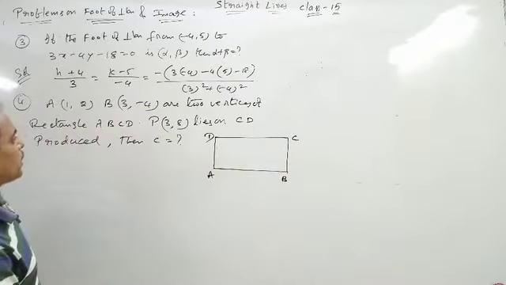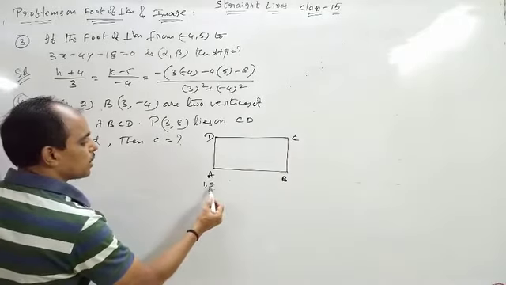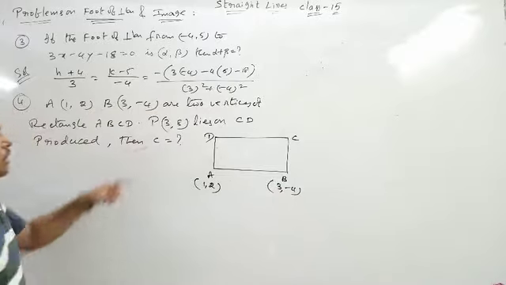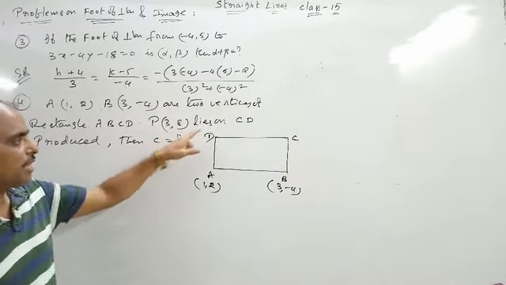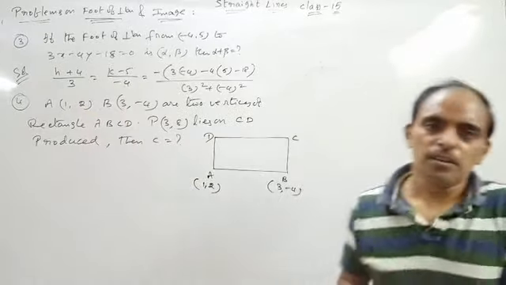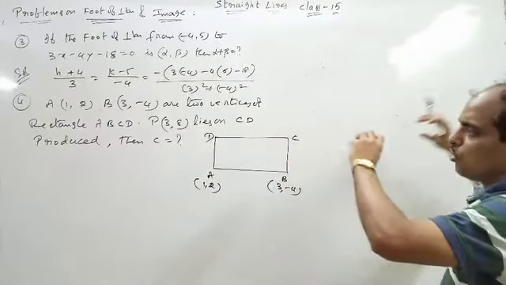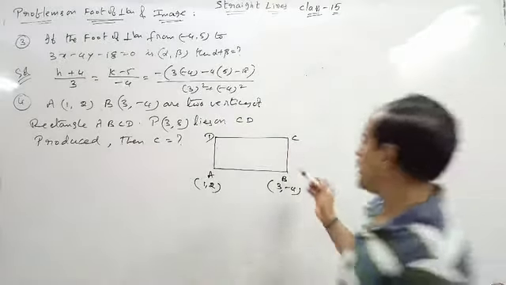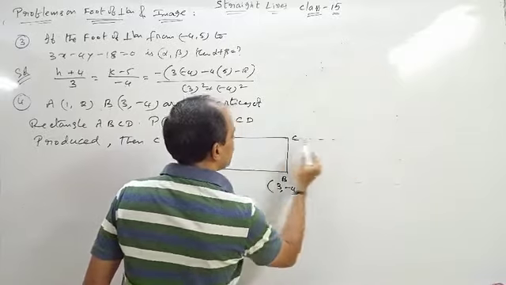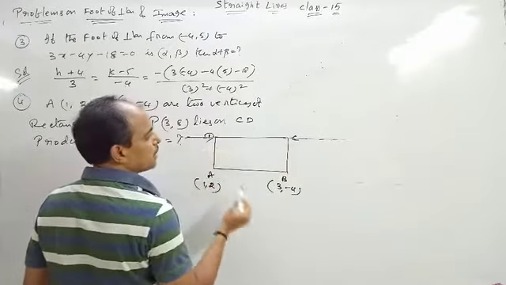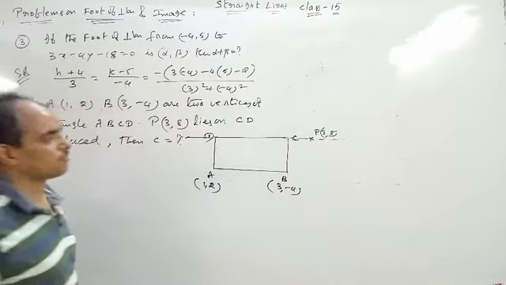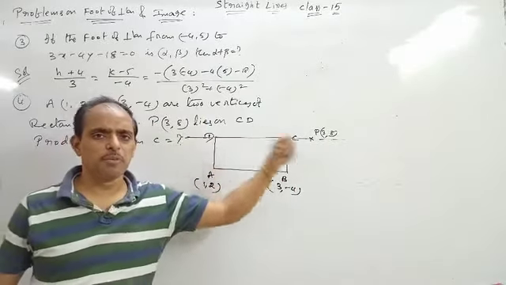Now what about the point A? This is (1, 2) and this one is (3, minus 4). And there is a point P(3, 8) that lies on CD produced. That means if we extend the line CD, we can extend it like this. This will be CD, and there is a point P(3, 8) here, or anywhere, whatever place you can take.